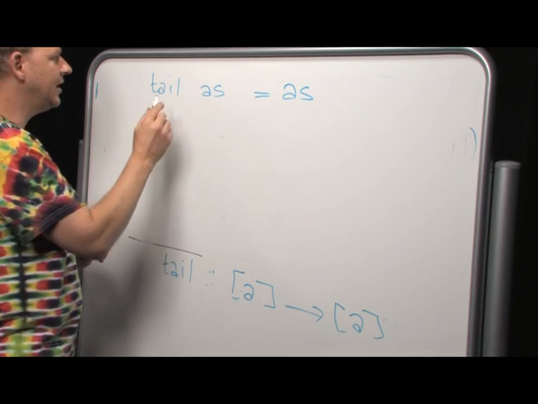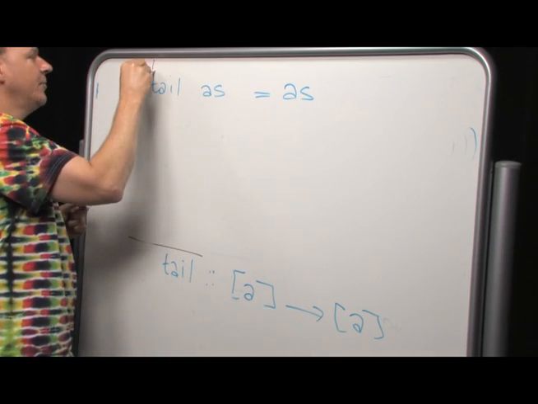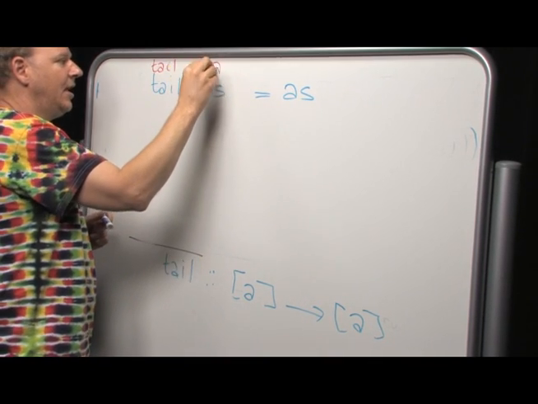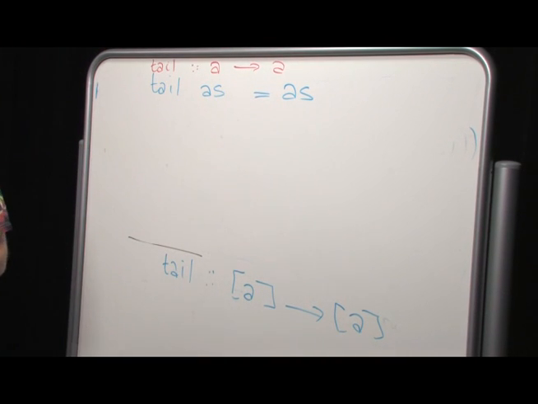But as I said, when I write tail like this, it really has type A arrow A, because it doesn't really require that thing to be a list. That's why it's in red, this is not a good definition.